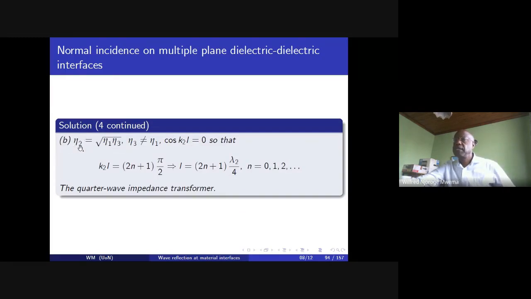Now, if we took eta 2 equal to the square root of eta 1 eta 3, where eta 3 and eta 1 are not equal, then the cosine is the one which should go to 0. And therefore, it means that K2L must be equal to an odd multiple of pi by 2, or an odd multiple of 90 degrees. Therefore, it gives us a value of L equal to (2n plus 1) lambda 2 by 4, where n is equal to 0, 1, 2, an integer, so to speak. This is what is called a quarter wave impedance transformer that you found in transmission line theory.